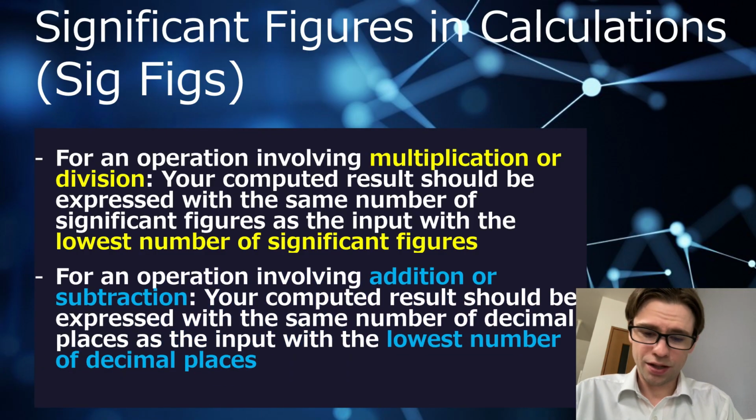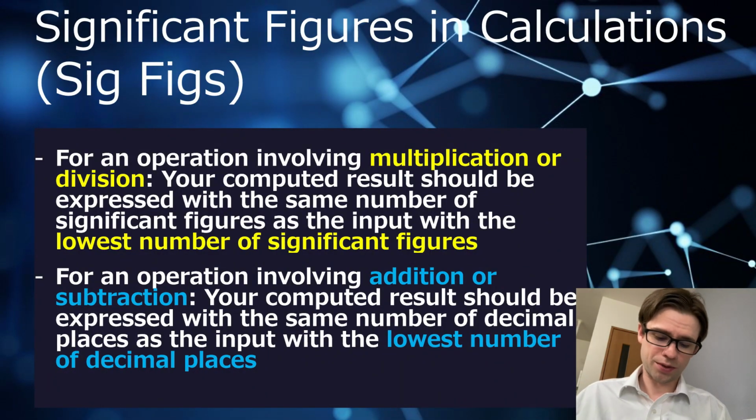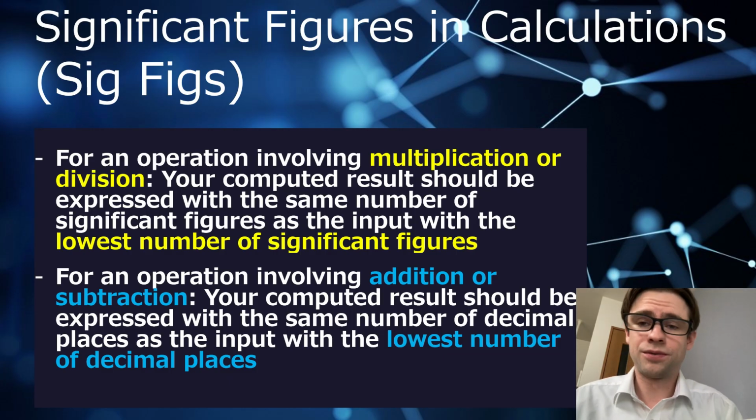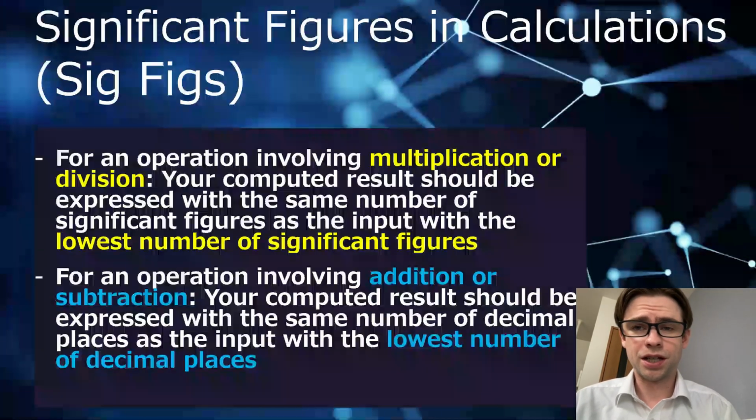So what about addition and subtraction? In this case, your computed result should be expressed with the same number of decimal places as the input with the lowest number of decimal places. So it's phrased the same way, it's just instead of significant figures, you think about decimal places.